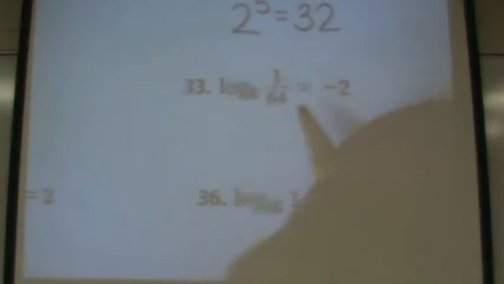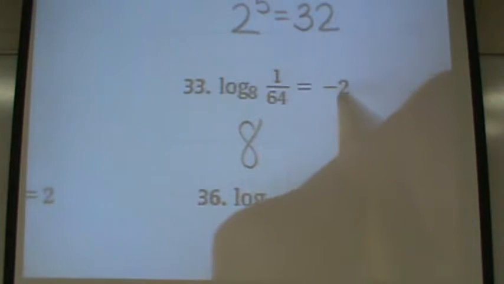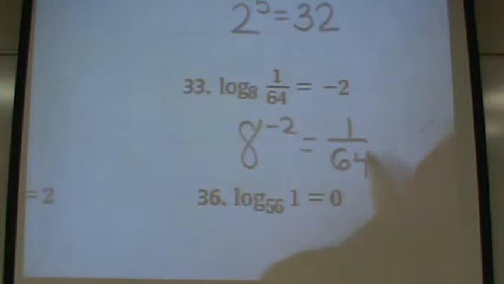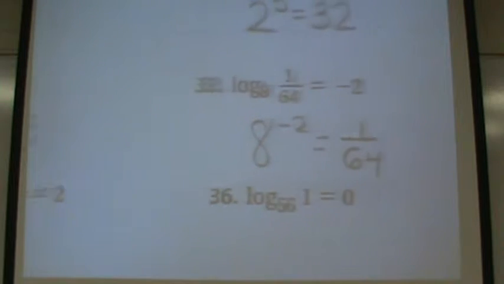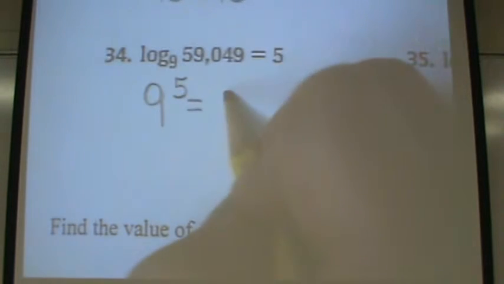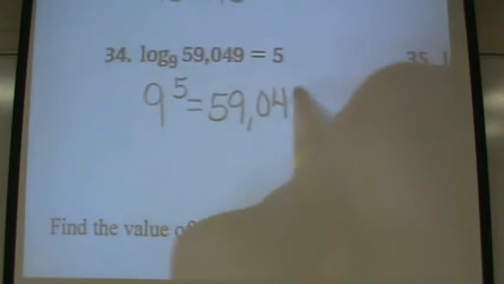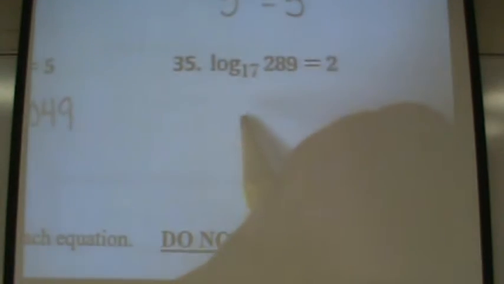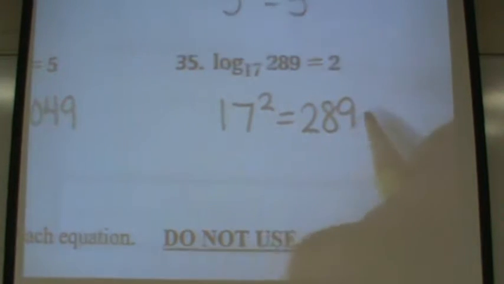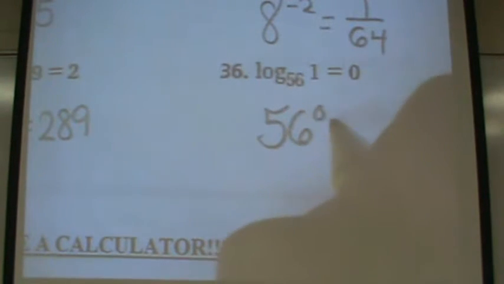Go ahead, Jenna. 8 to the negative 2 equals 1/64. Yep. Next one. 9 to the 5th equals 59049. And 17 to the 2 equals 289. 56 to the 0 equals 1. Does that make sense? Yeah. Any number to the 0 power is 1? Yep.